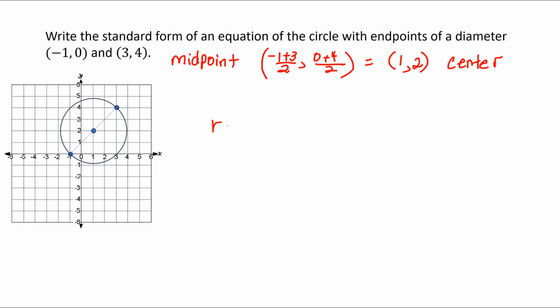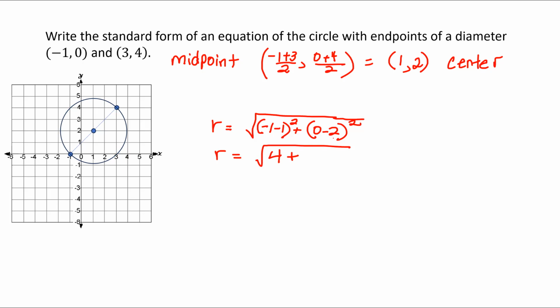So our radius is just going to be the distance from the point (-1, 0) to the point (1, 2), which is the center. So we will subtract the x's, -1 minus 1, and square that. And we will subtract the y's, so 0 minus 2, and square that. So the radius is going to be the square root of (-1 minus 1) squared, which is (-2) squared, which is 4. And then you've got (0 minus 2) squared, which is (-2) squared, which is also 4. So you've got the square root of 8, and that is 2 times the square root of 2. And so that is the radius.